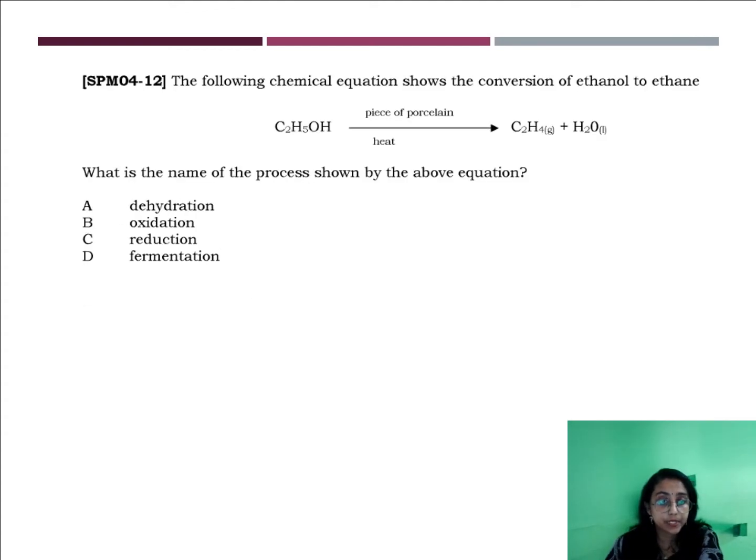Okay, now let's look at this question. They say that ethanol had been added with a piece of porcelain and it formed ethene and water. So the moment you see this, you should know we are doing conversion of alcohol to alkene. Alcohol becomes alkene because of removal of water. So what process is that? Removal of water. Water addition, I told you just now, is hydration. So removal is dehydration.